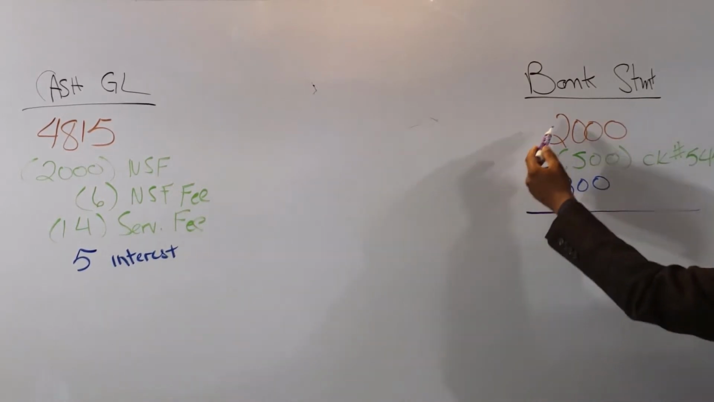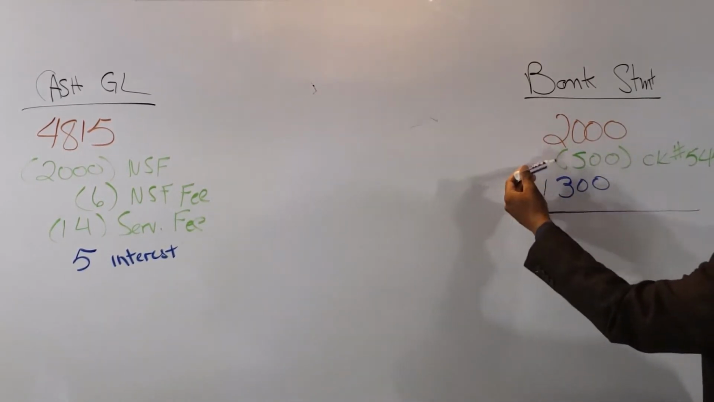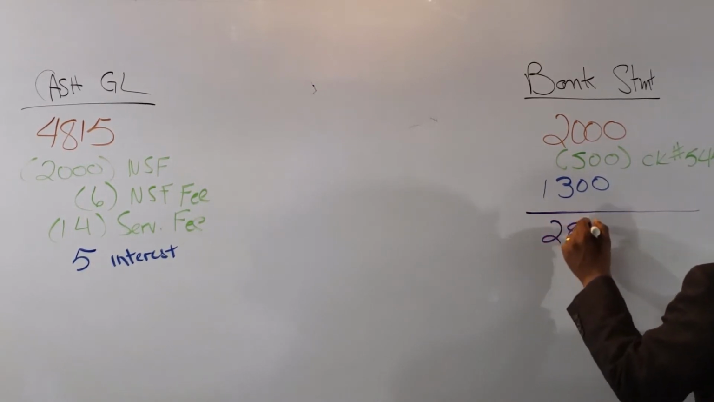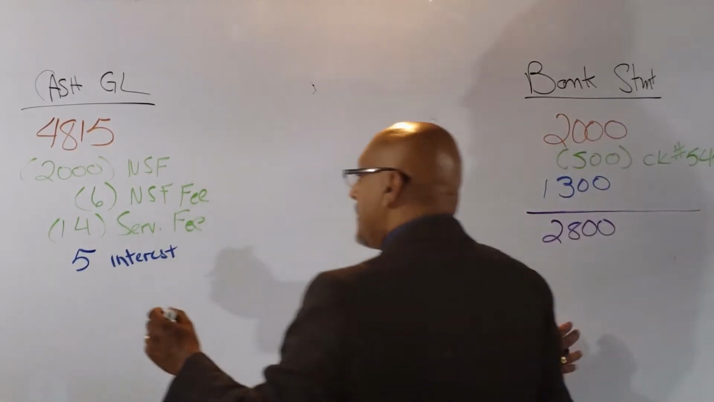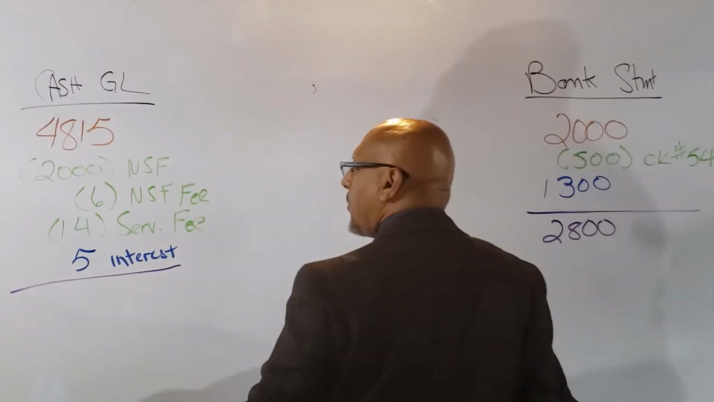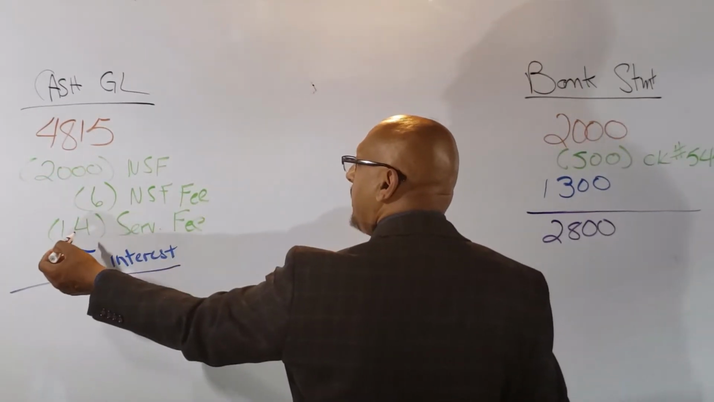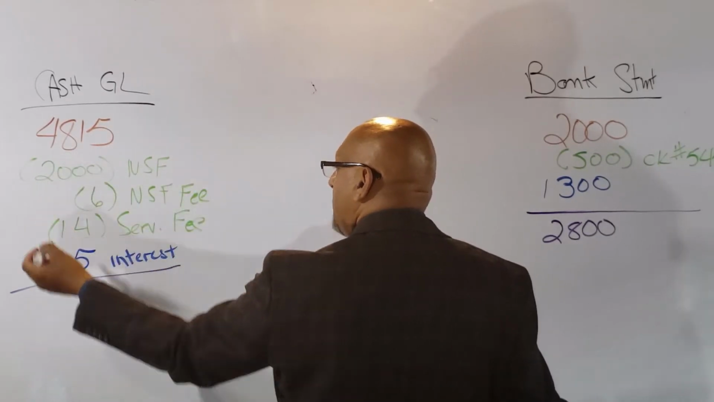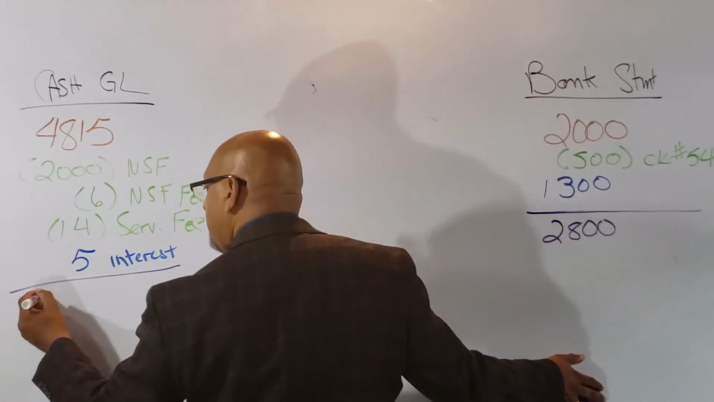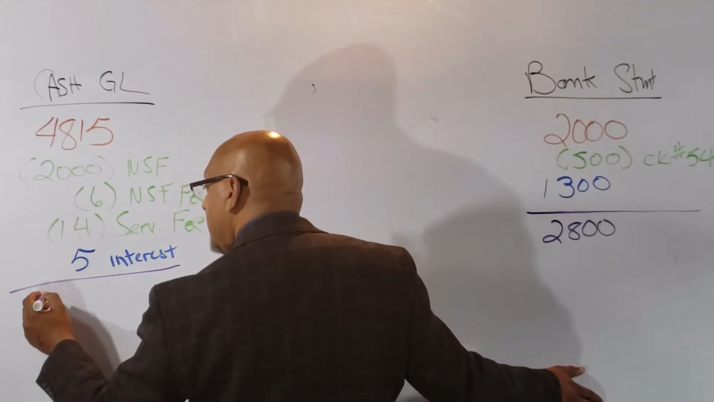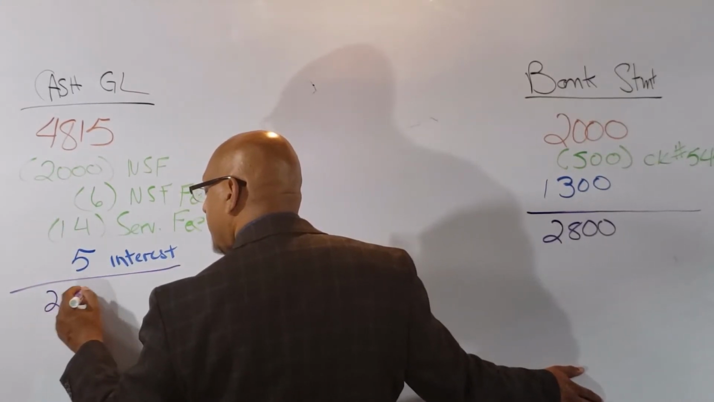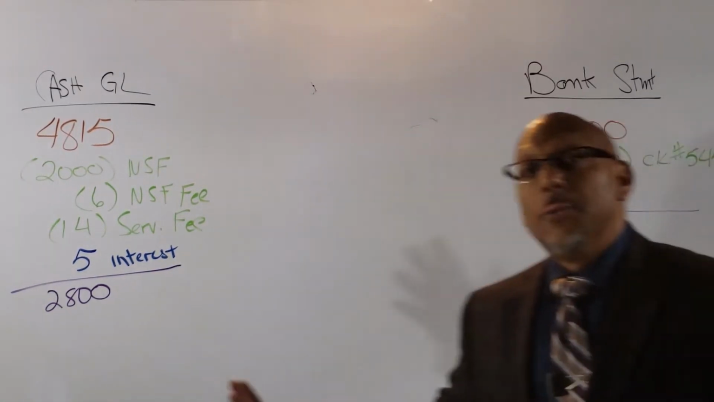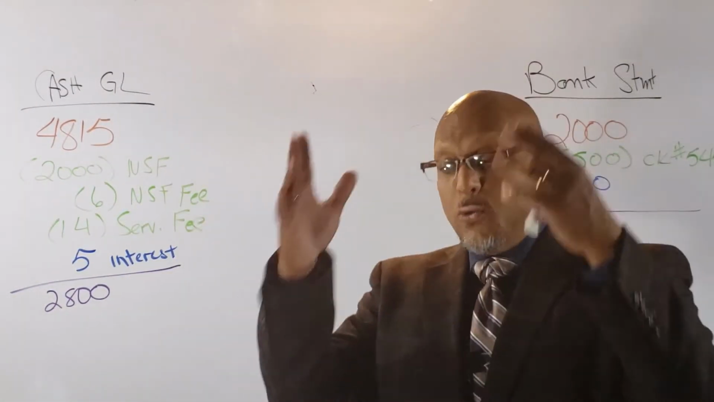So what happens when we add and subtract over here? 2,000 minus 500 plus 1,300 becomes 2,800. What happens when we add and subtract over here? Well, we have 2,020. 2,020 minus 5 is 2,015. That becomes 2,015 minus 4,815 is 2,800. And are we in balance? Yes. Boom!